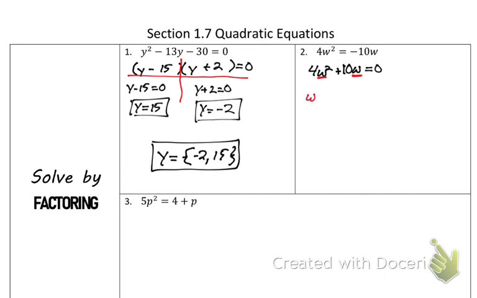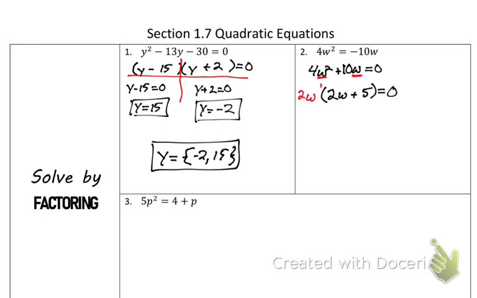I can pull out 2W's because I can pull a 2 out of the 4, I can pull a 2 out of the 10. Leaving me with 4 divided by 2, which is 2. W squared divided by W is W. Plus 10 divided by 2 is 5. W divided by W is 1. And we now have something times something equals 0. That's our whole goal. I want something times something equals 0.